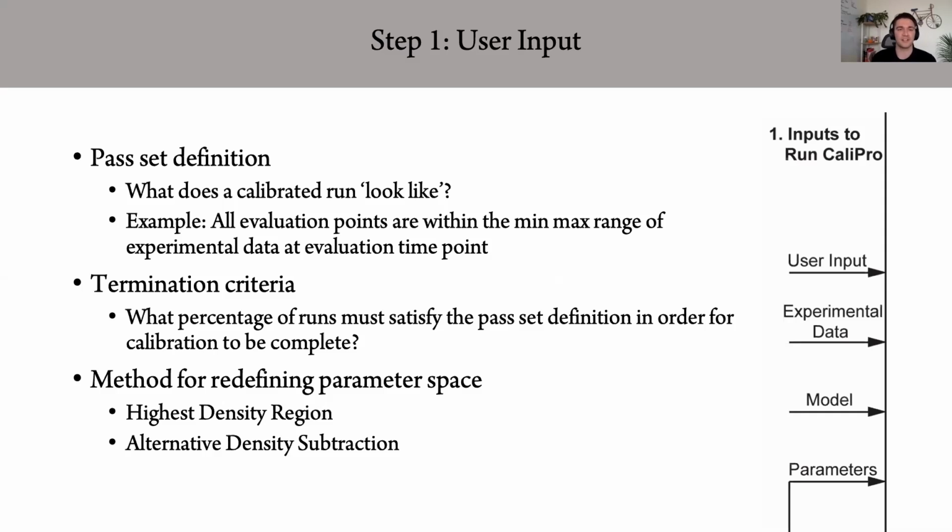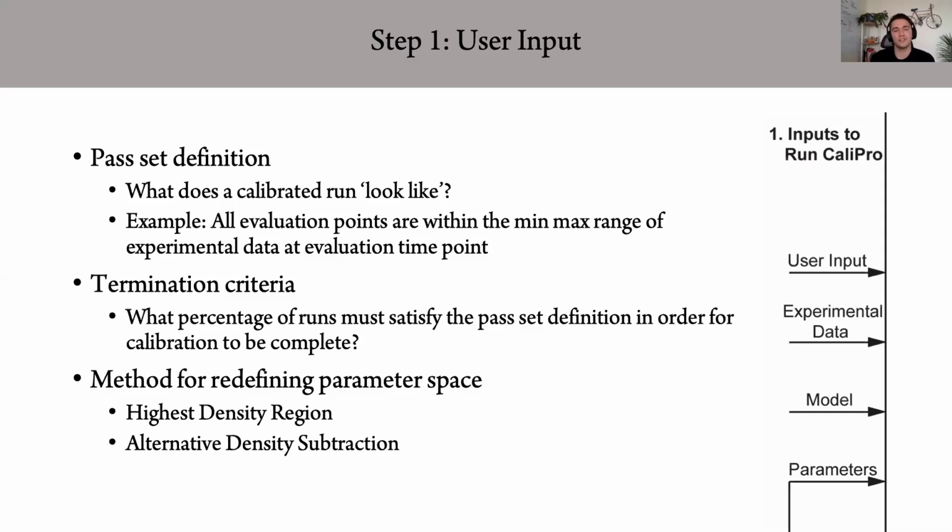Secondly, you're going to specify a termination criteria, which is basically what tells CaliPro to stop running. This is when the percentage of runs within your calibrated parameter space actually satisfy that pass set definition you just defined. So maybe you want all of the model runs from that parameter space to satisfy the pass set definition, so you'd set your termination criteria to 100%. But if you're fine with having a little bit of wiggle room, you might set it to 75%.